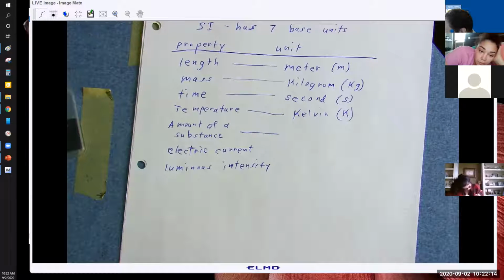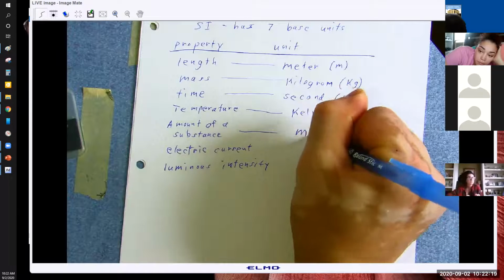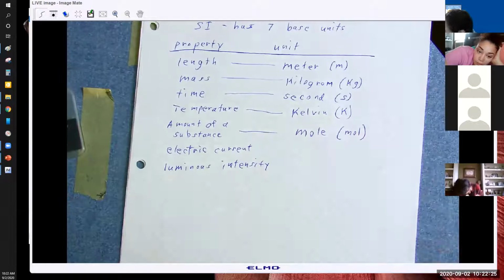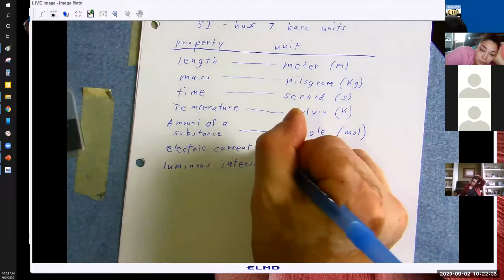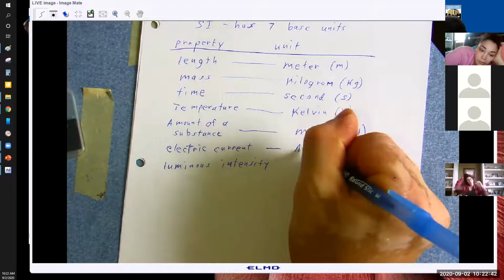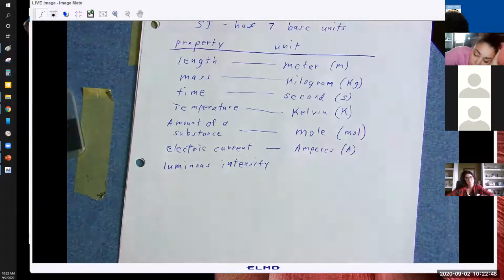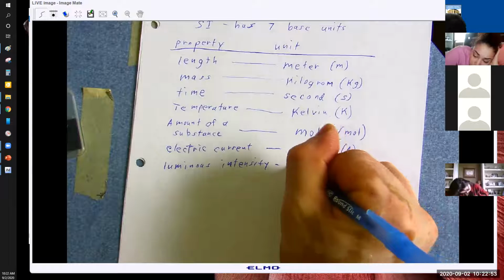Amount of a substance. This is the mole. And the abbreviation for this, they just cut off the E. I mean, you can't really use M because that's meters. They could have used MO, I don't know. But that's the mole. And the electric current is measured in amperes. Symbol for that is A. And finally, luminous intensity is the candela.